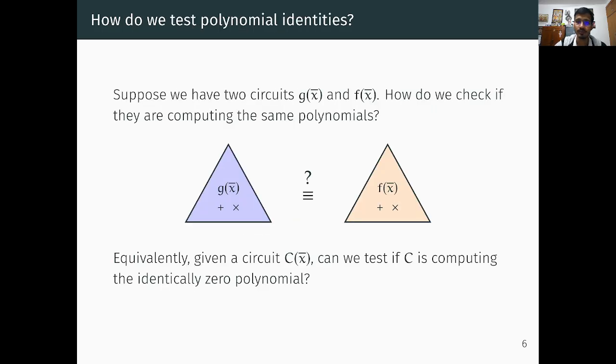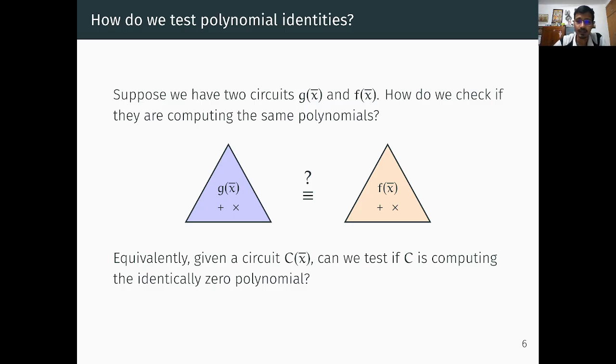An important problem that shows up when you start thinking about arithmetic circuits is that of polynomial identity testing, wherein you're given two arithmetic circuits and you'd like to test if they compute the same polynomial. An equivalent way of phrasing this is that you are given a single circuit and you'd like to test if it computes the identically zero polynomial.